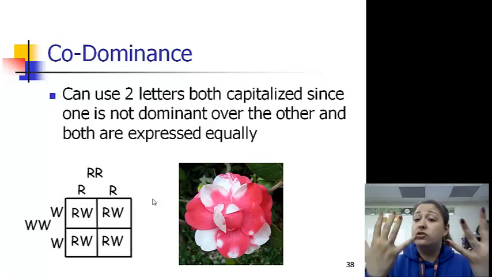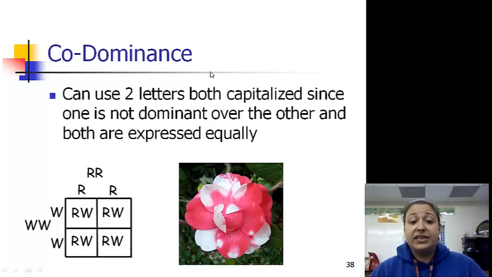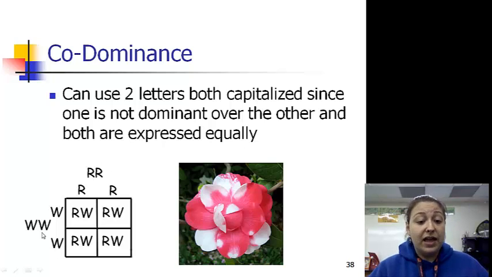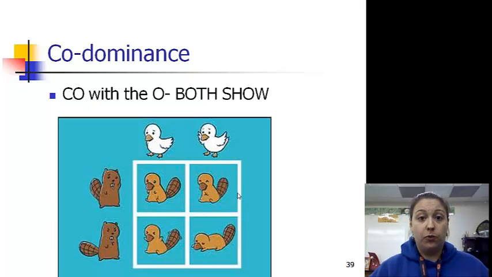They actually both show. So we can use two separate capital letters since one is not dominant over the other, and they are both expressed equally. So big R is for the red, and then big W is for the white. And when we get RW, we don't see a mixture. We actually just see red spots and white spots. So co with the O, both show.